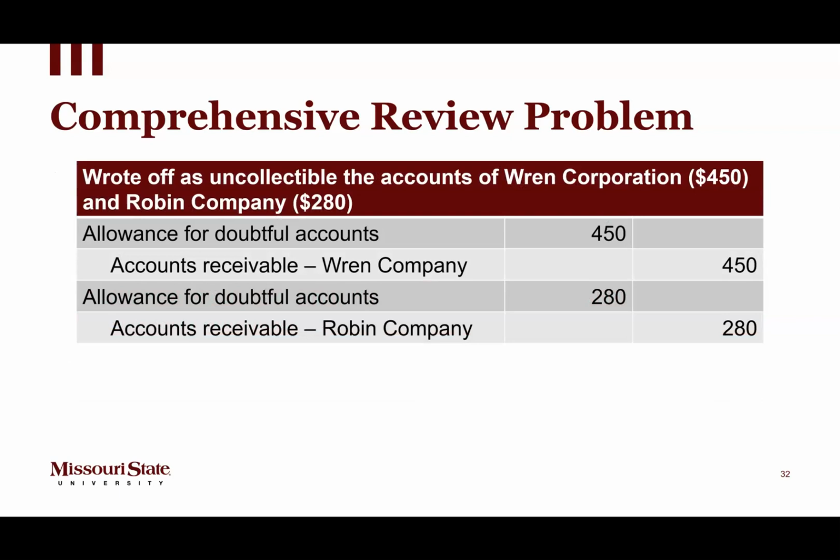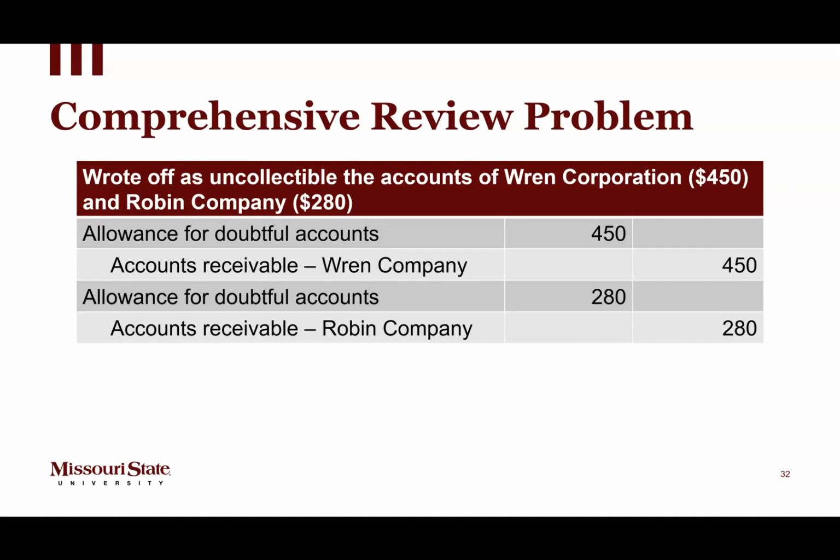Okay. So we wrote off as uncollectible the accounts of Ring Corporation, $450, and Robin Company of $280, okay? So we're actually writing these off at this point. This isn't an estimation, we're actually writing these off. So allowance for doubtful accounts is a credit balance, right? Because it is a contra asset account.